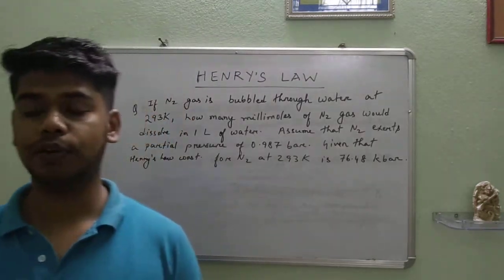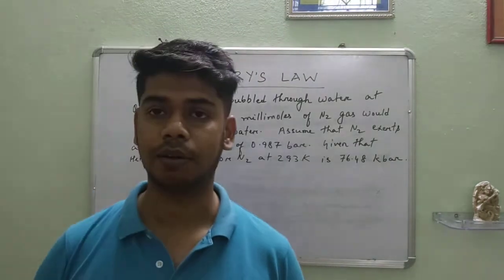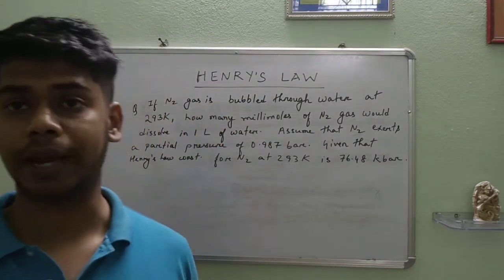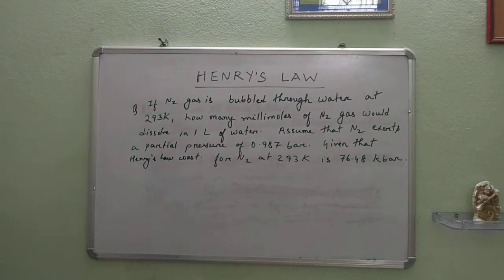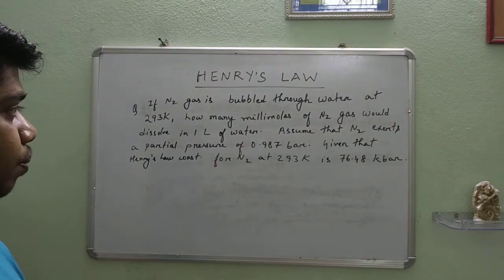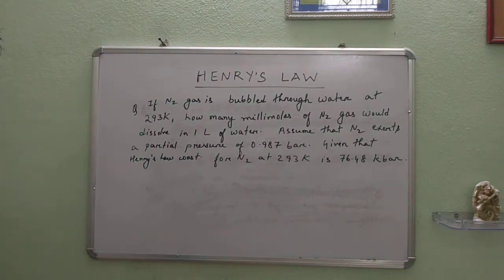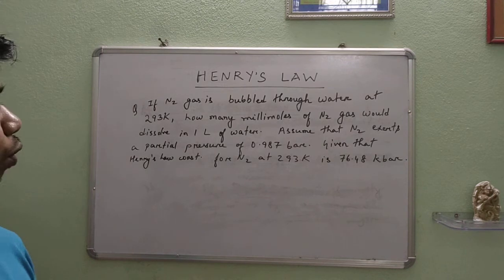Okay, now we have understood what is Henry's law. Now let us solve a numerical from NCERT. Okay, so here is a numerical. What does it say? If N2 gas, nitrogen gas, is bubbled through water at 293 Kelvin, how many millimoles of N2 gas would dissolve in 1 liter of water?